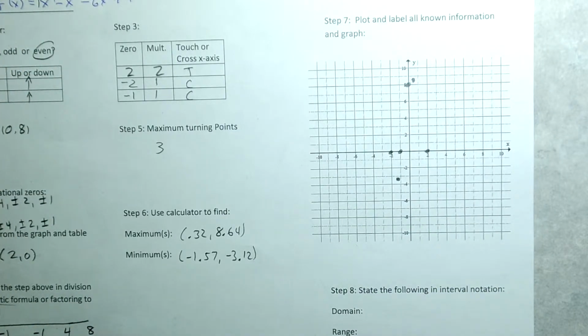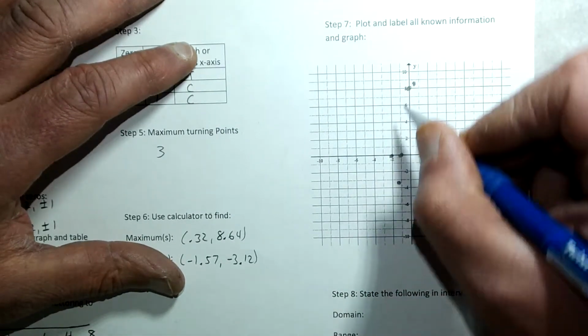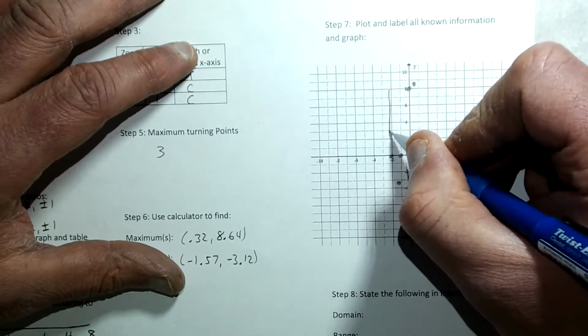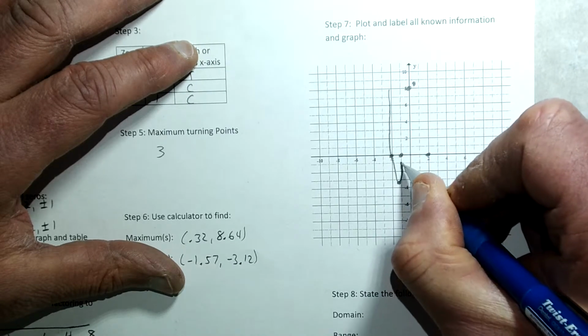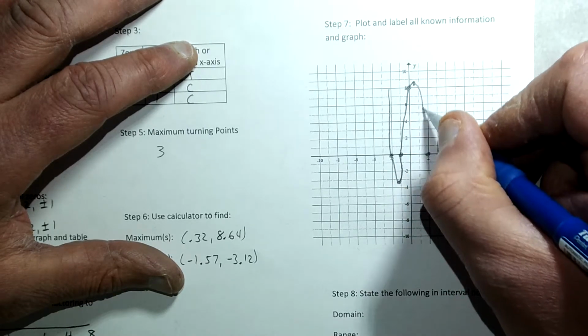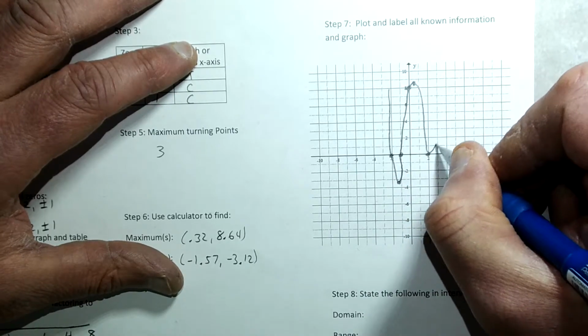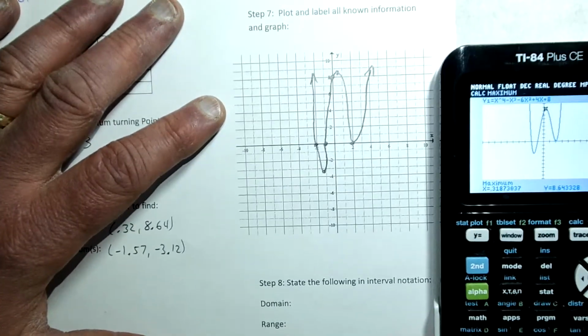y-intercept. And I think that's enough information that I'm going to go ahead and get the graph, and this graph would come down, come through that 0, hit my minimum, come back up, go up there, and come back and bounce because of the multiplicity of 2.